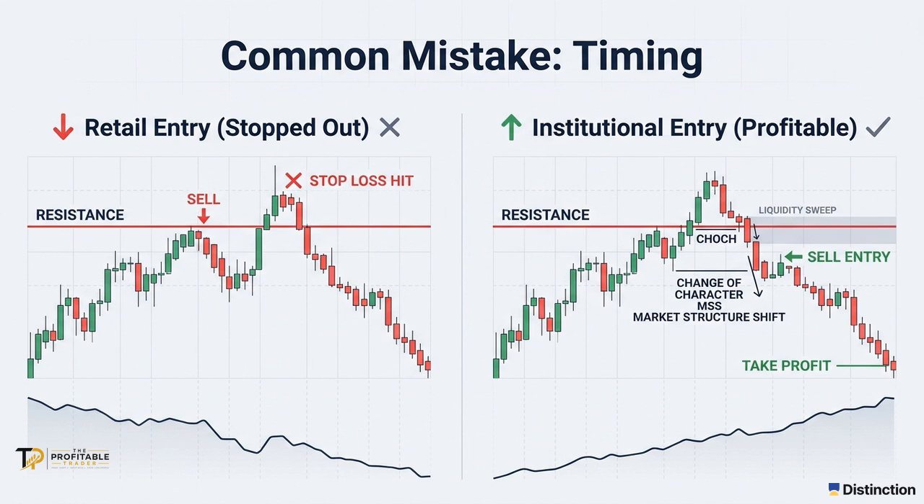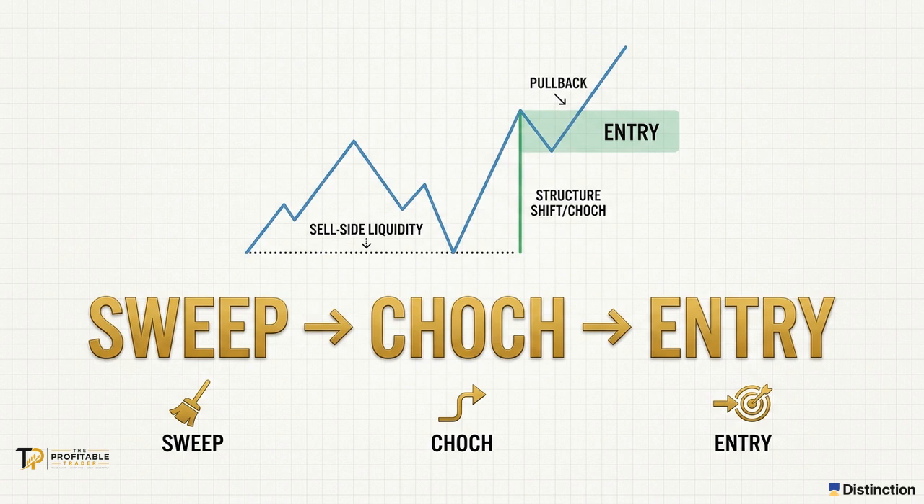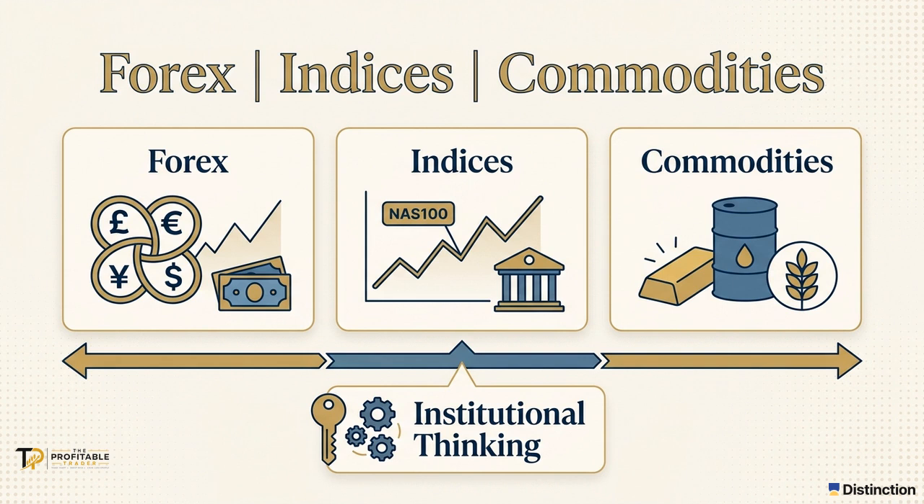A common mistake is selling immediately at resistance. You might be right about the direction, but wrong about the timing. Before every trade, ask yourself, where is the nearest liquidity? Has it been taken? Is there a structure shift? Remember the formula: liquidity sweep, followed by a structure shift, then a pullback to your entry. This framework works across Forex, indices like the NAS 100, and commodities. It's the key to thinking like an institution.